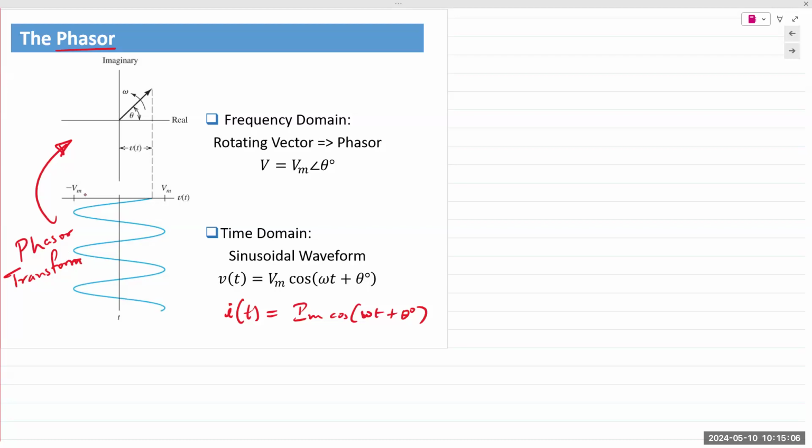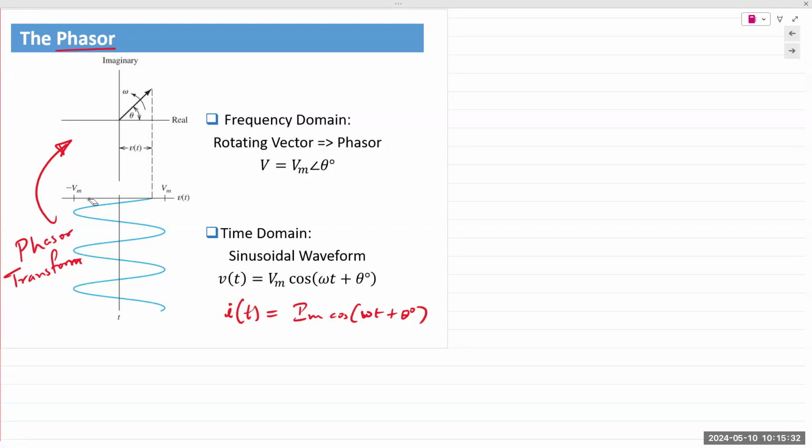So again, we do a phasor transform and you represent it as a phasor. That phasor is a vector. It's a rotating vector, but it is simply a single snapshot. It's a single snapshot of one instant in time, which is right here, when it crosses the y-axis. That's all it is.